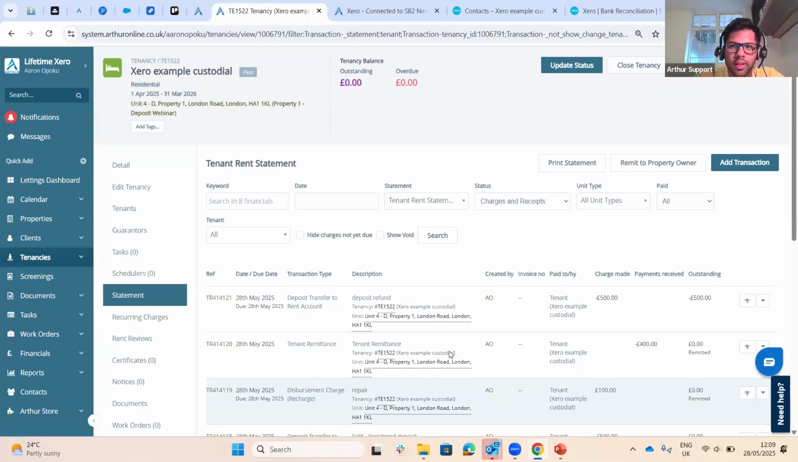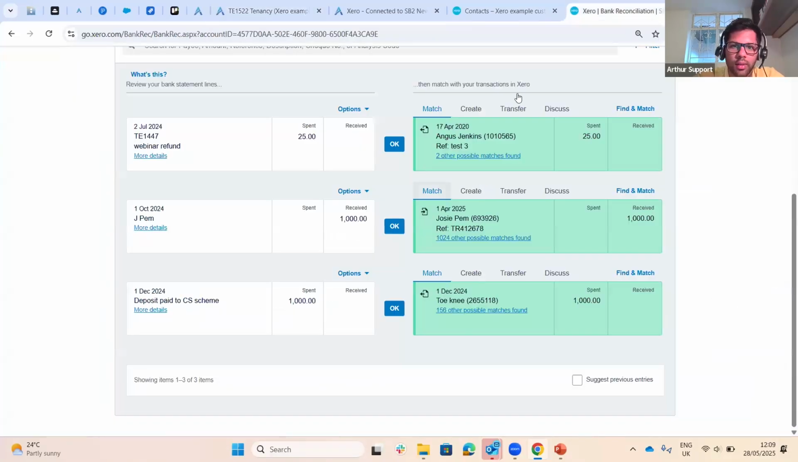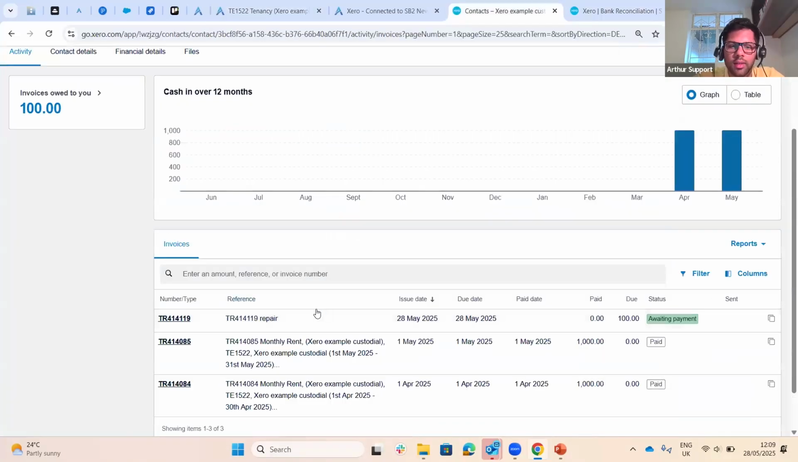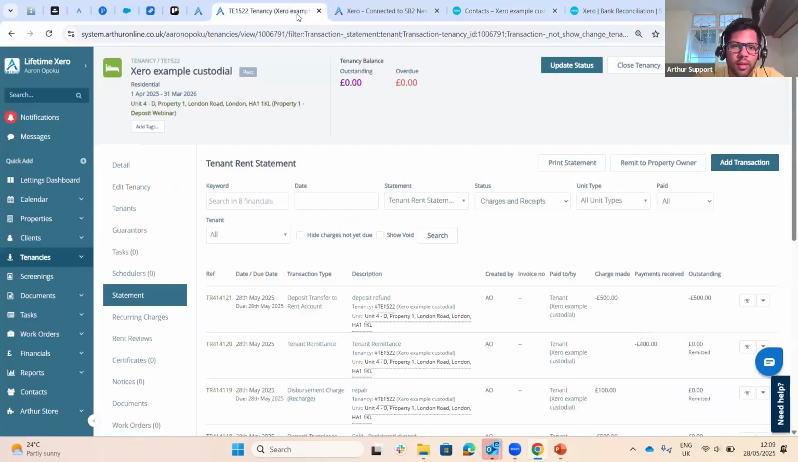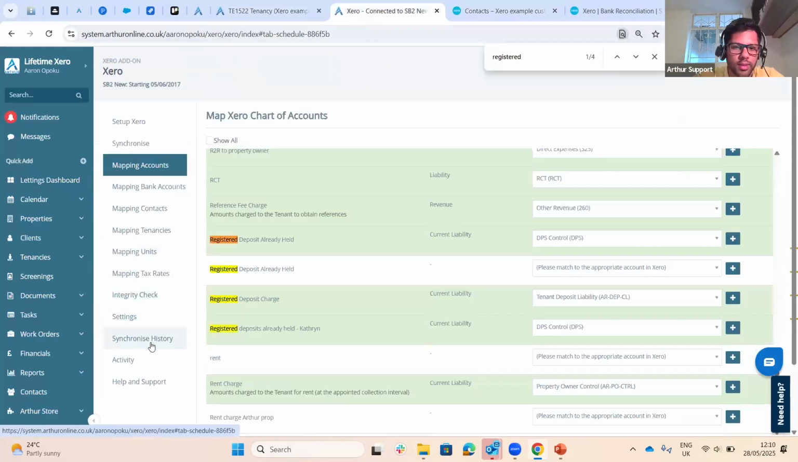If you do a refund in Zero against the credit note, it will then sync from Zero to Arthur and create this tenant remittance. So once that deposit transfer goes across, I'll show you how to process a refund on Zero directly, which will then come back to Arthur as a tenant remittance once the next sync runs. So let's just wait for that sync.